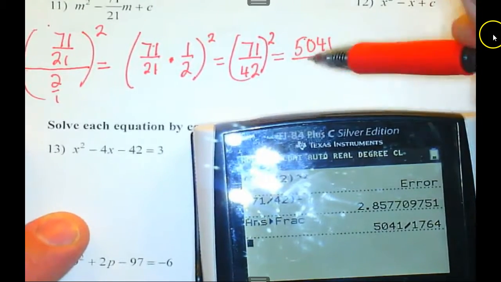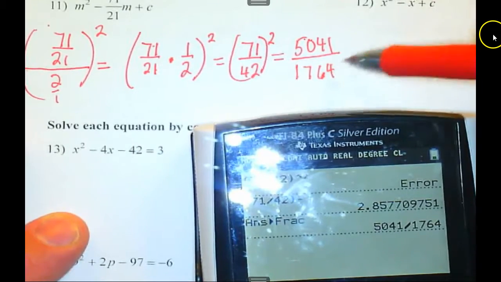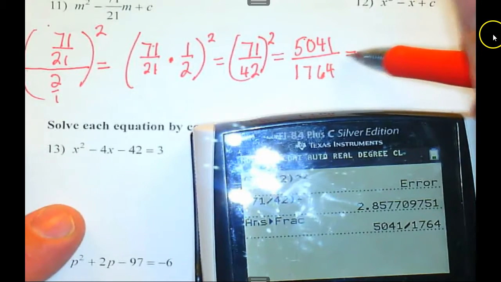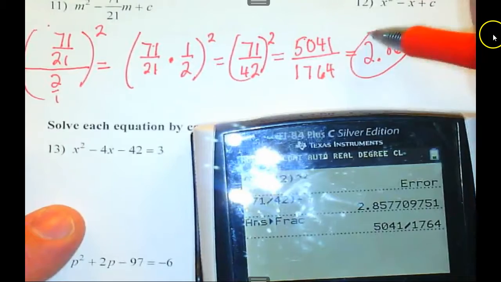Divided by 1764. And I think that's what you got, Nick. Yep. Or, if I do a decimal, 2.86. Is that what you got, Esco?